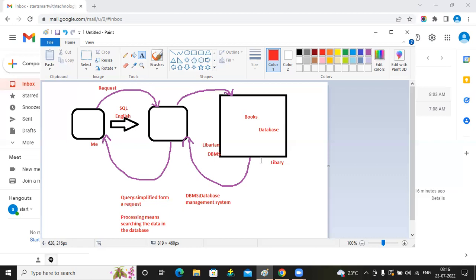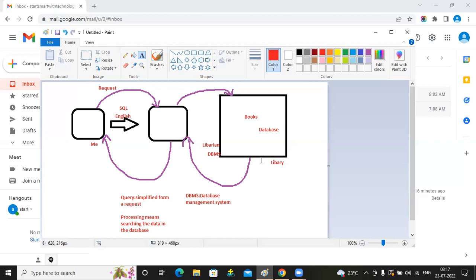If the book is not available in the library, he says that the book is not available, that it is in process, which means it is not in stock and will come within 1 week or 10 days. So this is the output. To communicate with the librarian, we are using a language called English.